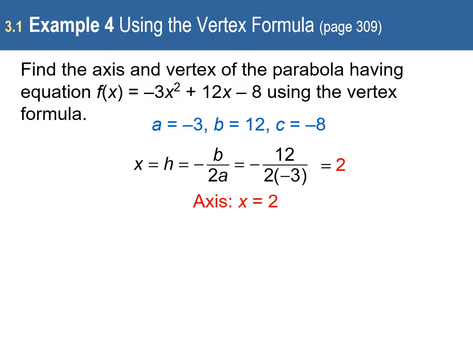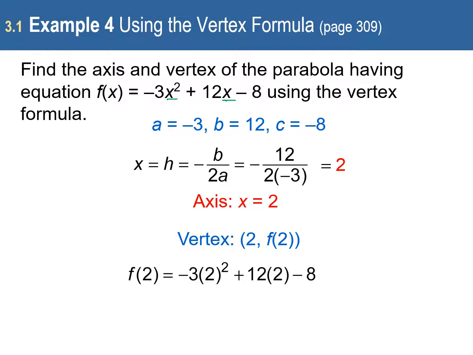So the axis of symmetry is x is equal to 2. The vertex is 2, f evaluated at 2. So I'm going to substitute 2 in for x. And I get f of 2 is 4. The vertex is 2, 4.